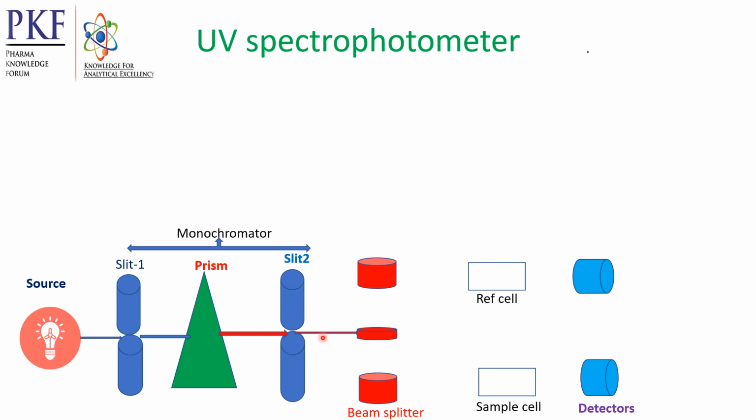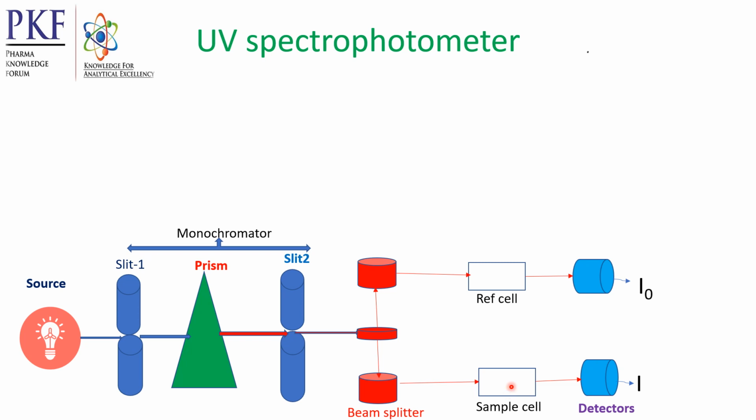Then the selected light approaches the beam splitter. The beam splitter splits light into two components of equal intensity. One part passes through the reference cell, then strikes the detector. The second part passes through the sample cell and then strikes the detector. The detector detects photons, that is light, and converts it into electrical current, and that current is measured by the computer.